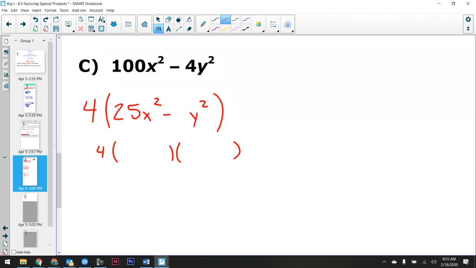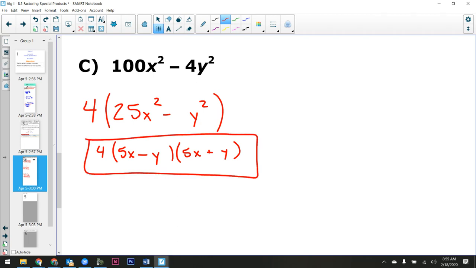And now I get 2 parentheses, one with a minus and one with a plus. And I square root each one. 5x and y. Questions about that? Yeah, let's keep it rolling.